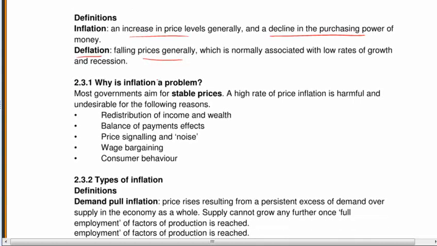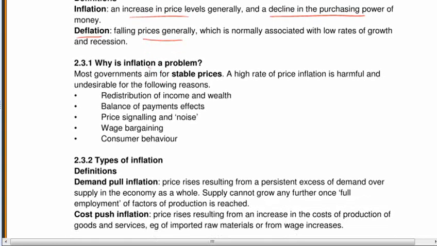Now, inflation is one of the key targets, isn't it, for a government? So why is inflation so important? Well, for a number of reasons. First of all, if there's inflation in your economy, it can cause a redistribution of income and wealth. And the way it works is it redistributes income in favour of borrowers away from, well, depending on how you look at it, lenders or savers.